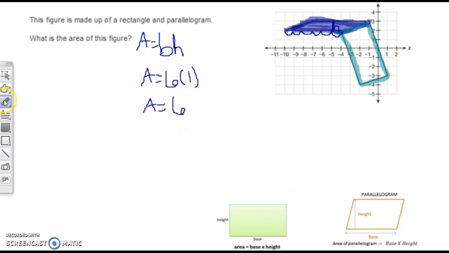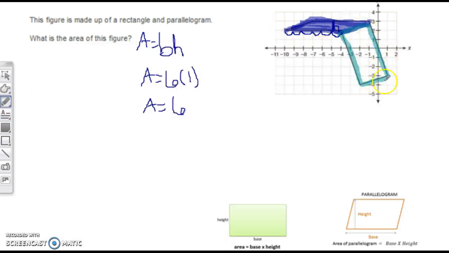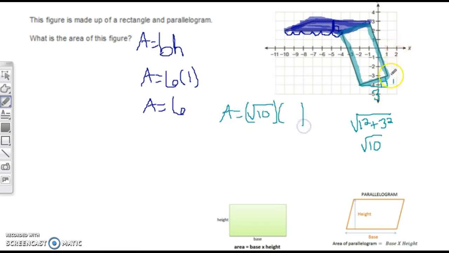Now I need to do the area of the rectangle. This one takes a little more work because none of the sides follow the grid, so you can't just count the side lengths. In this case, you can either use the distance formula or the Pythagorean theorem. I'm a big fan of the Pythagorean theorem, so I'm going to draw a right triangle off of each side and throw it into the Pythagorean theorem. 1 squared is 1, 3 squared is 9, so this first side length is the square root of 10. I'm going to call that my base. Then I'm going to figure out my height.